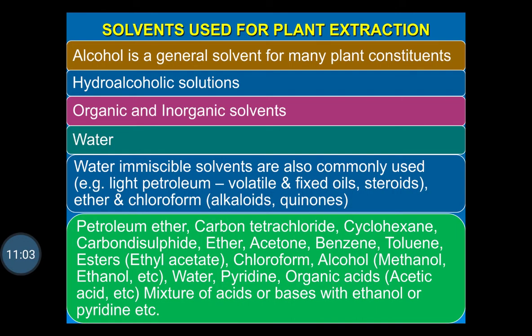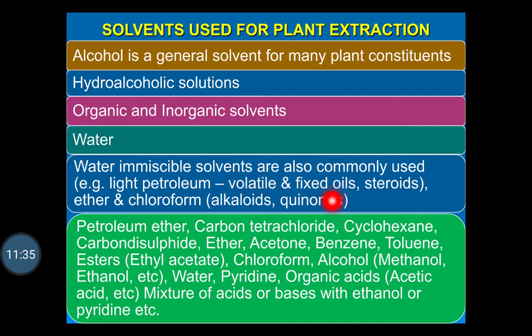Then the solvents which are used for the extraction. Generally, alcohol is a solvent for many plant constituents. One can go for hydroalcoholic solutions. Organic or inorganic solvents can also be used for the process of extraction, or simply water, if the phytoconstituents which are present are water soluble, simply water can also be used as a solvent for the extraction. Water immiscible solvents are also commonly used.